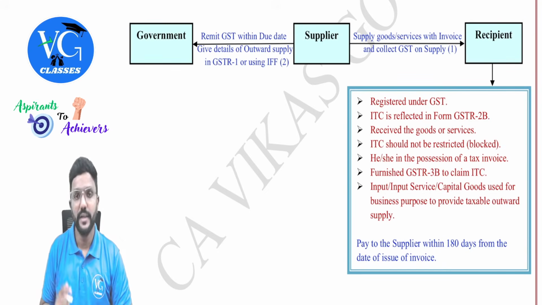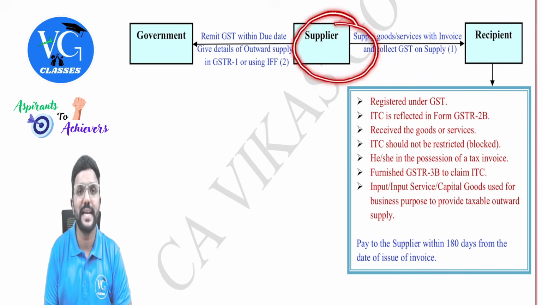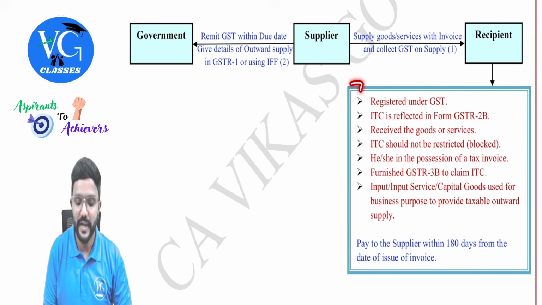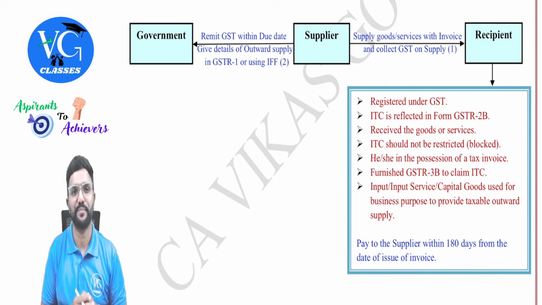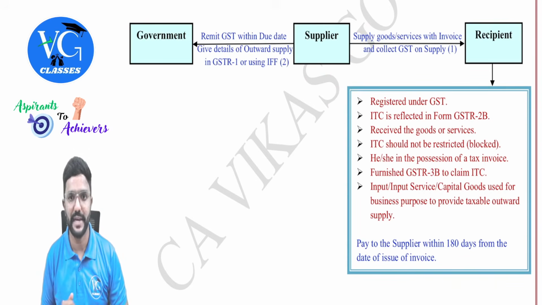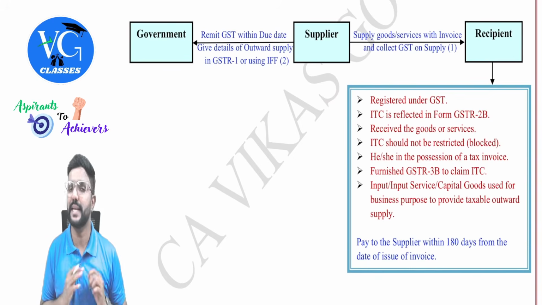Okay, sir. Fine. Now, sir, can the recipient claim the credit of whatever taxes the supplier has collected from him and remitted to the government? Yes, provided all these conditions are satisfied. So what are those conditions, sir? It is given in section 16 of the CGST Act. One by one we will see. So the recipient has to be registered, only then he can claim the credit.